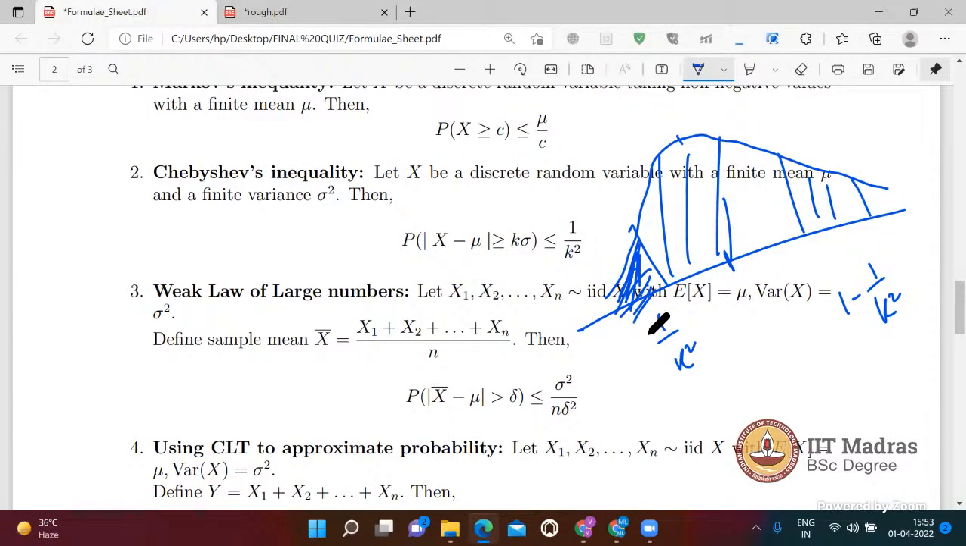Are you getting my point? This is how you can write less than or equal to, and then you can write greater than or equal to 1 minus k square, right? Okay, sir. But there's one more equation, right? The variance divided by k square, I think.